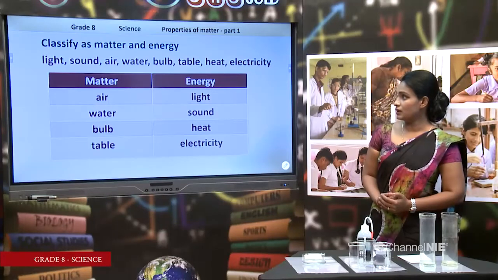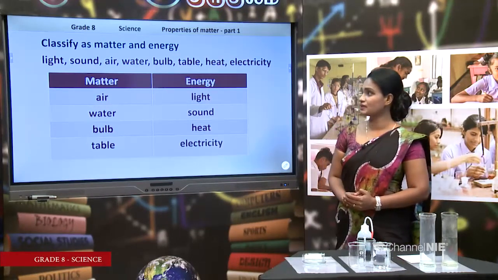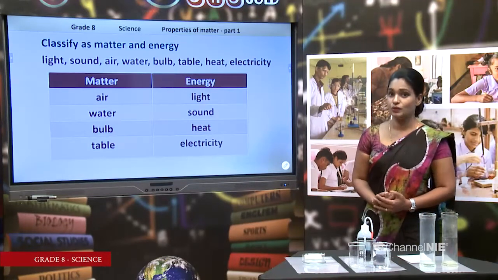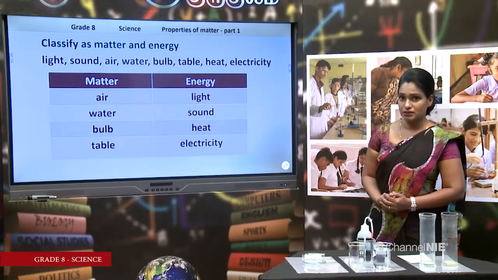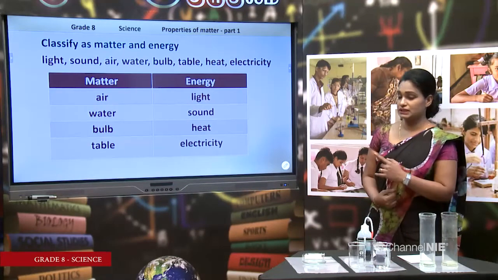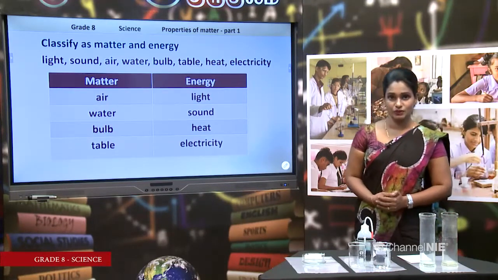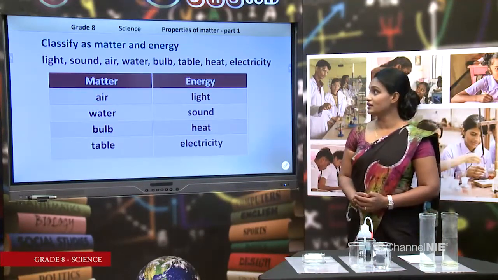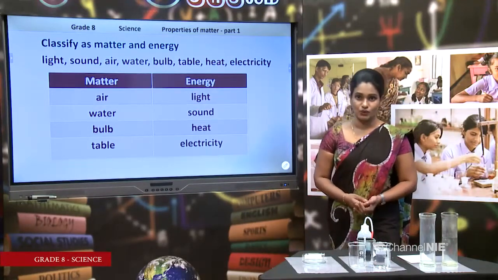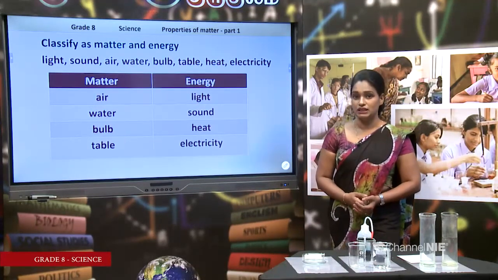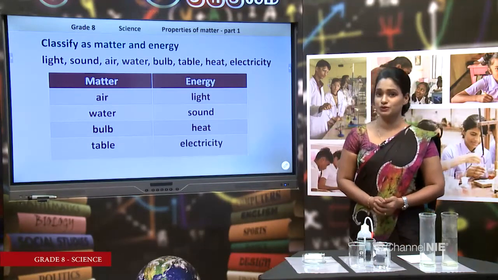Then air. Air should be a matter. Then water. Water again should be a matter. Then bulb. Bulb should be a matter again. So, table also a matter. Then heat should be an energy. So, at last electricity also should be an energy. Now, you know how to classify that.